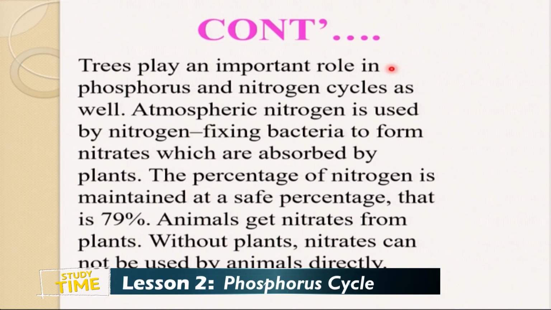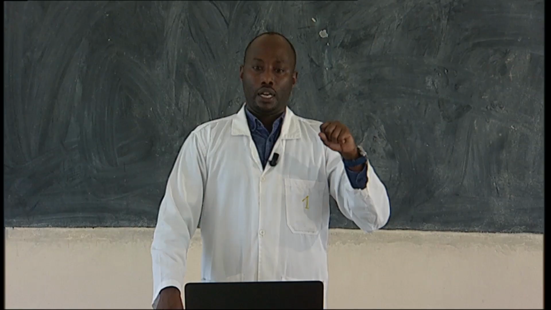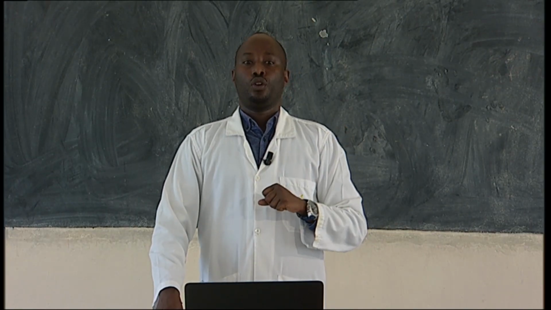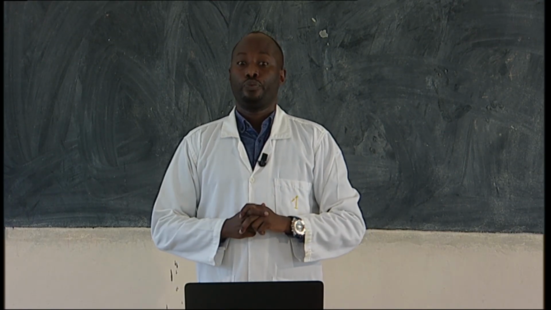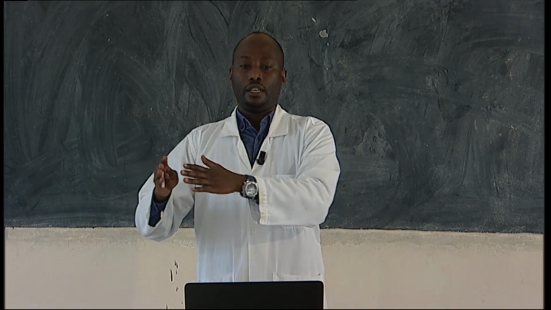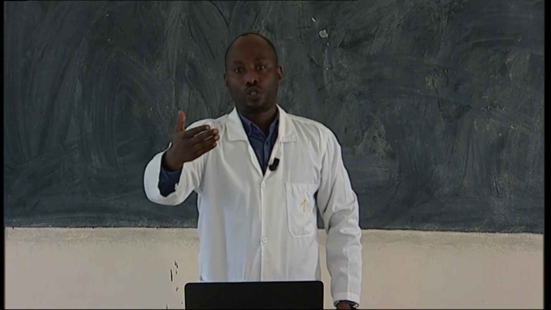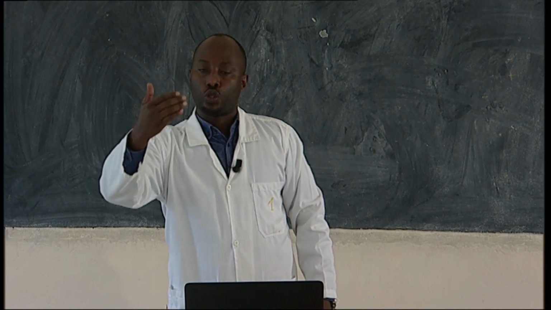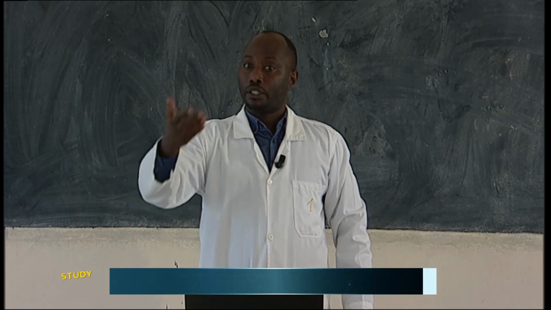and we have seen that phosphorus is very essential in our body. It is essential in plants and even in animals. So atmospheric nitrogen is used by nitrogen-fixing bacteria to form nutrients which are absorbed by the plants. So the percentage of nitrogen is maintained at a safe percentage. If you talk about safe percentage, it means that the carbon dioxide has to be kept at a safe percentage, which is 0.03%. How are you going to go about it? We go about it by planting of trees.